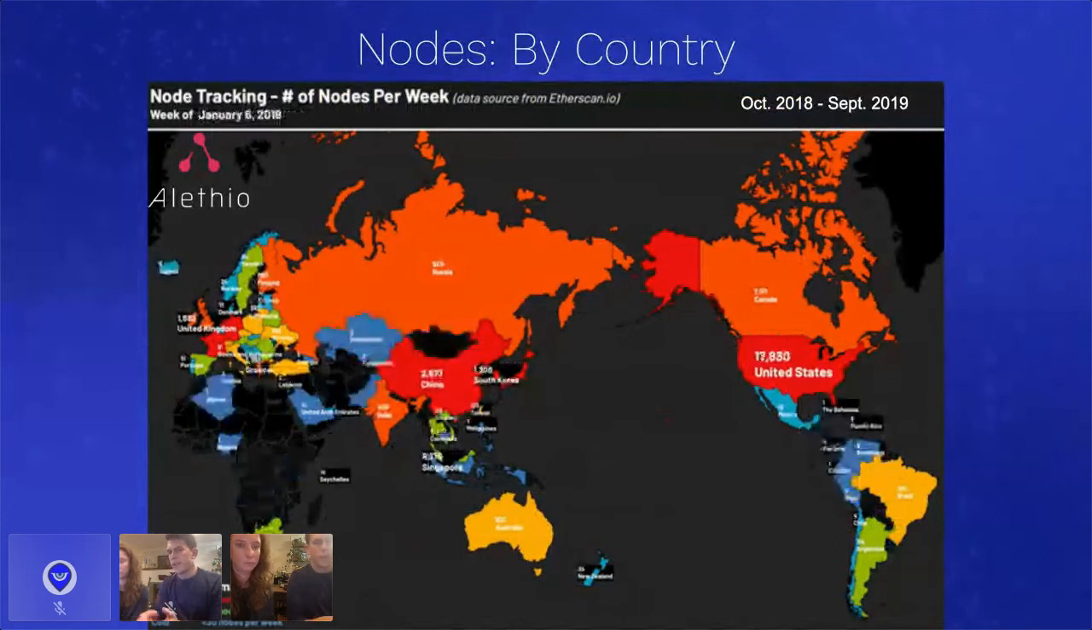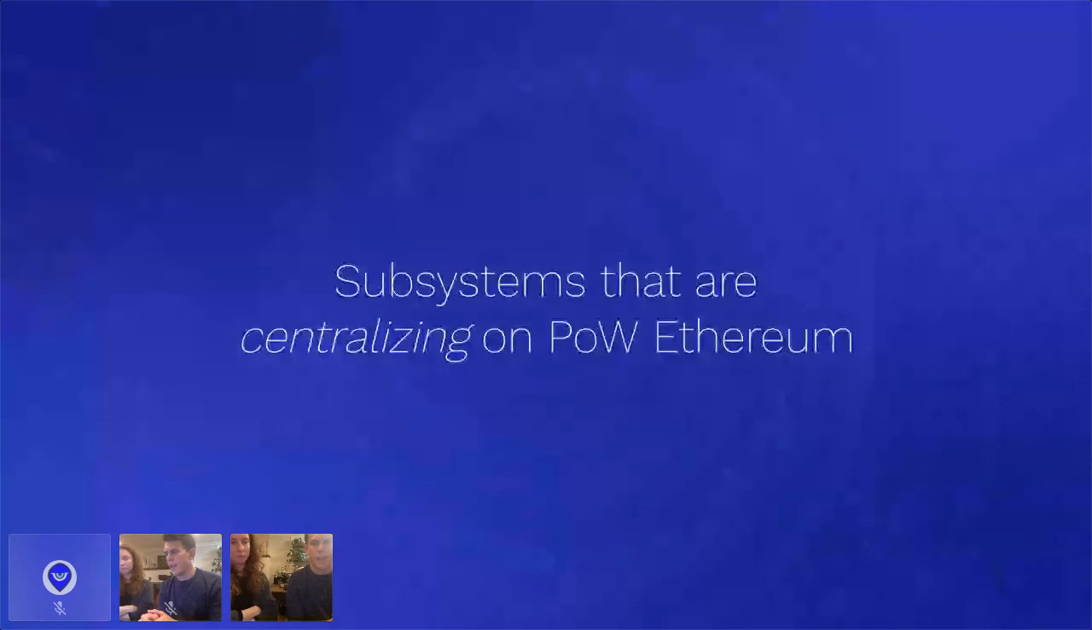So after we looked at some of these subsystems that indicate a message of decentralization, we also looked at a number of subsystems and found that they sort of pointed towards some areas of centralization across Ethereum's architecture. So we wanted to drill down on those in a bit more detail.